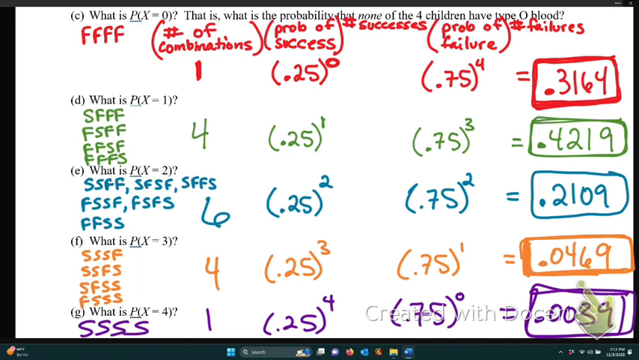Notice the probability of success and then the probability of failure and the exponents. What do the exponents always add up to?